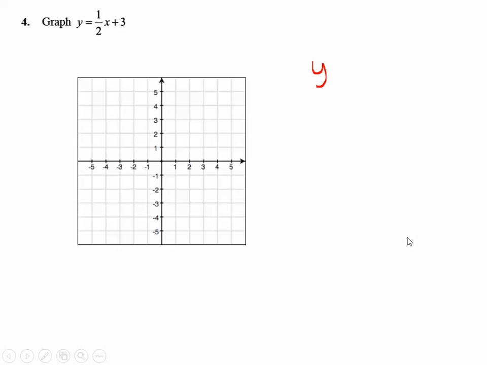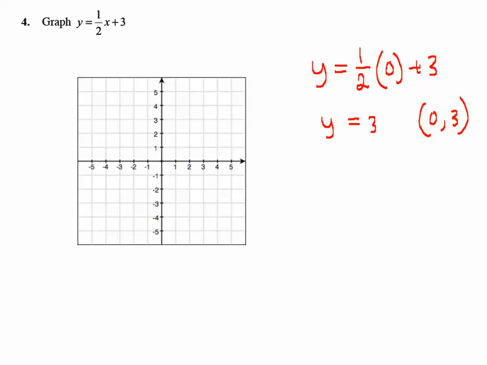Okay, making a little table here. I'm going to make it a little different here. I'm going to plug in a 0. And what should we get? Of course we get a 3, because 0 times 1/2 is 0, plus 3 is still 3. Cool. All right, the reason why we know it crosses the y-axis is because whenever you plug in a 0, you're always going to get this number at the end. Cool? All right, and then we just talked about it here.